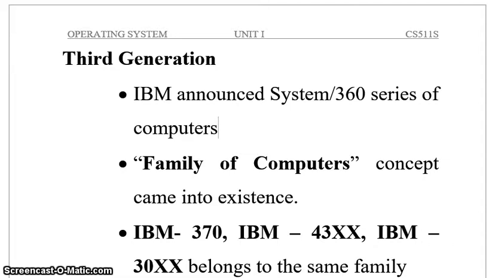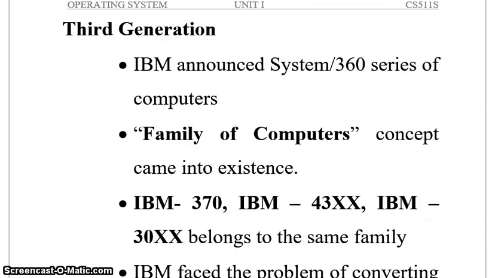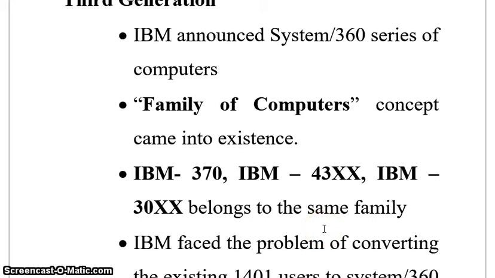So now we are going to see about the third generation. In the third generation, IBM announced the System 360 series of computers. That is, the family of computers concept came into existence. What is this family of computers? The systems which all belong to the IBM family are called the family of computers. Or if the system belongs to Pentium, then it is called the Pentium family. If it belongs to Intel, then it is called the Intel family. So this family of computers concept came into existence in the third generation. IBM 370, IBM 43XX, IBM 30XX belong to the same family.